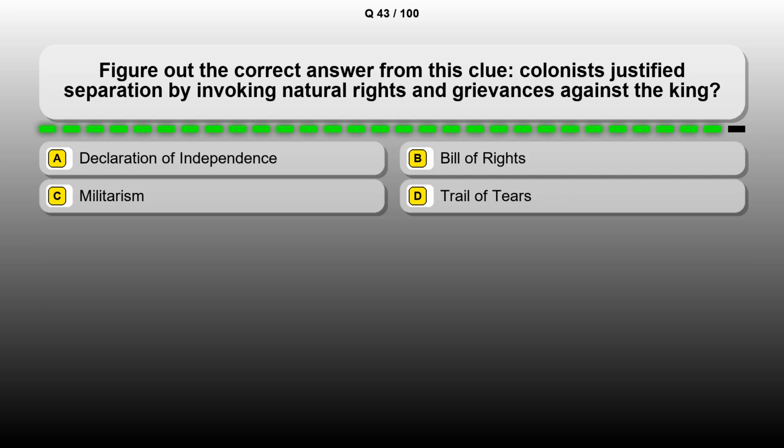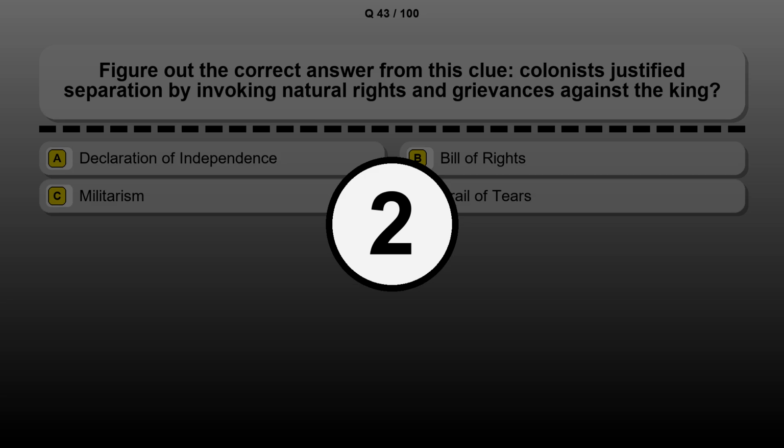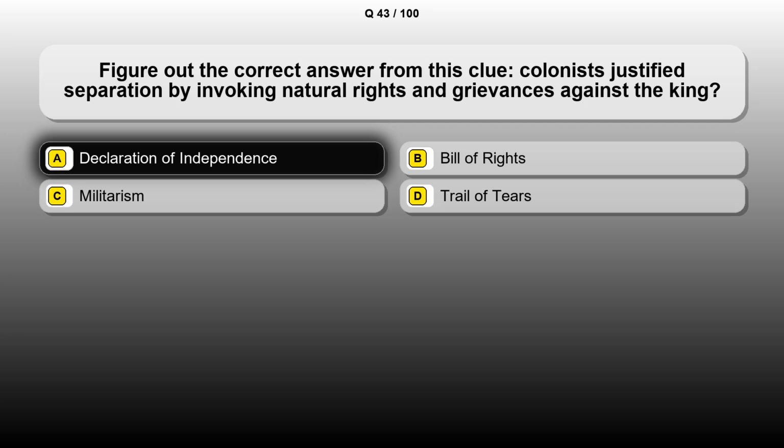Question 43. Figure out the correct answer from this clue. Colonists justified separation by invoking natural rights and grievances against the king. Option A, Declaration of Independence. Option B, Bill of Rights. Option C, militarism. Option D, Trail of Tears. The correct answer is option A, Declaration of Independence.